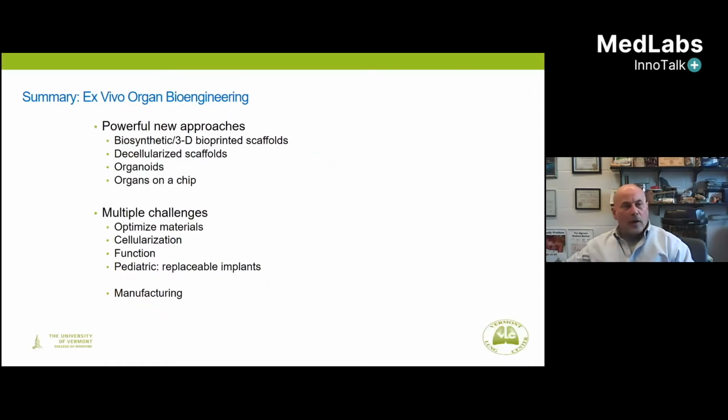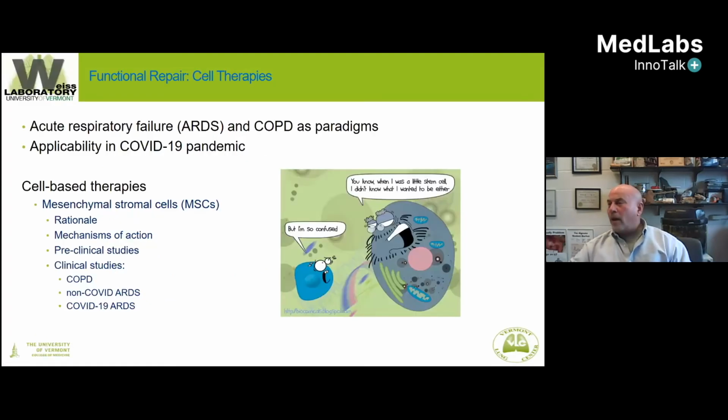All right, so ex vivo lung engineering: powerful new approaches, 3D scaffolds, decellularized scaffolds, organs on a chip. Still a lot of challenges as listed, optimizing materials, manufacturing, et cetera, but these are growth areas. So let's switch gears now and talk about COVID and cell-based therapies for lung disease. So we're going to use acute respiratory failure and chronic obstructive pulmonary disease as paradigms for cell-based therapies. And we're going to talk about mesenchymal stromal cells in particular, rationale, mechanisms of action, the preclinical studies, and where we stand currently with clinical studies.